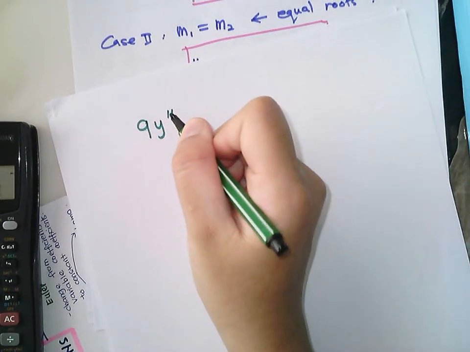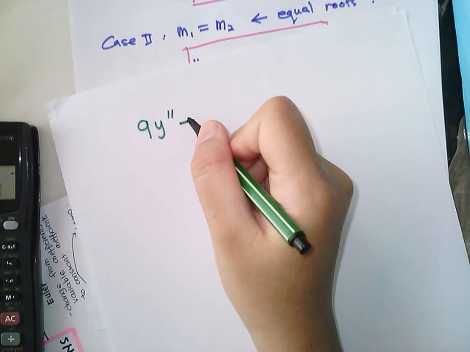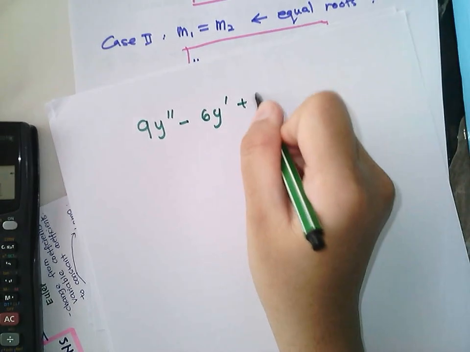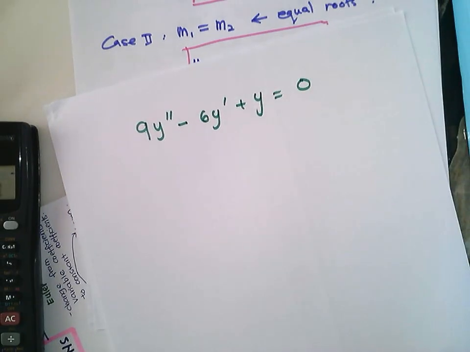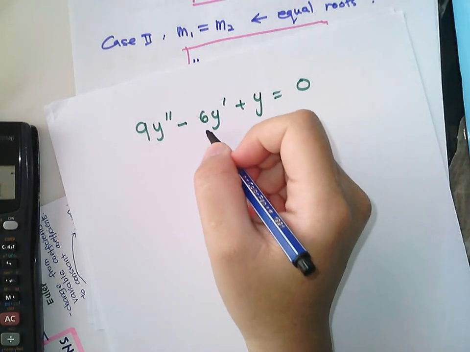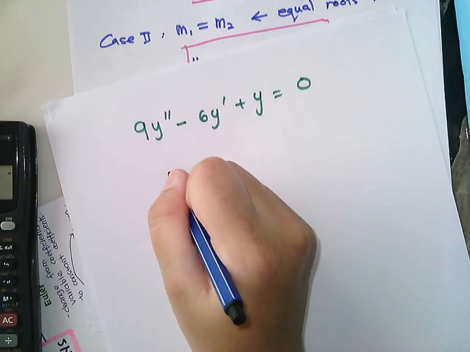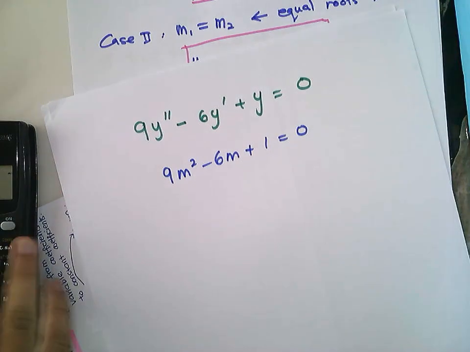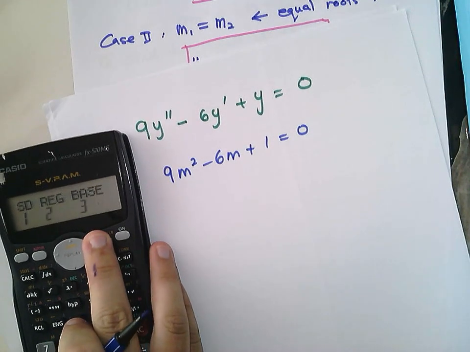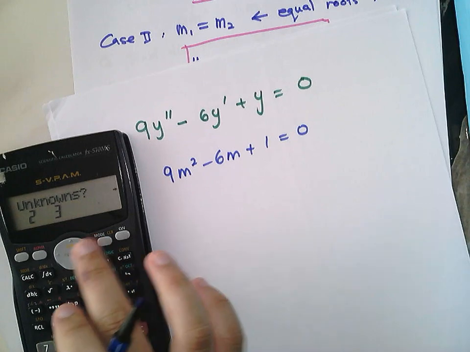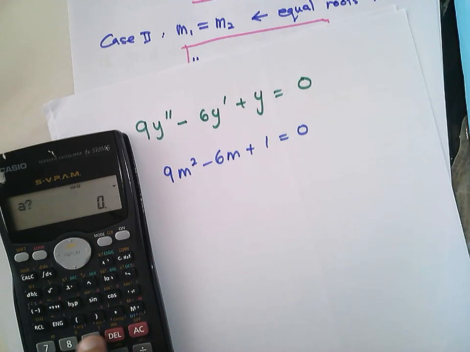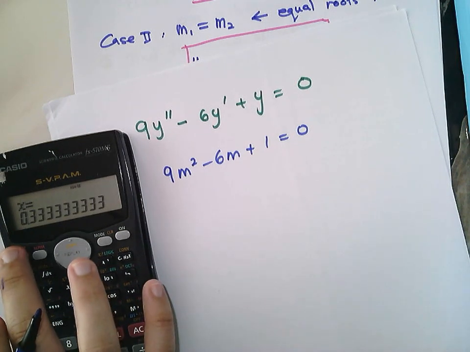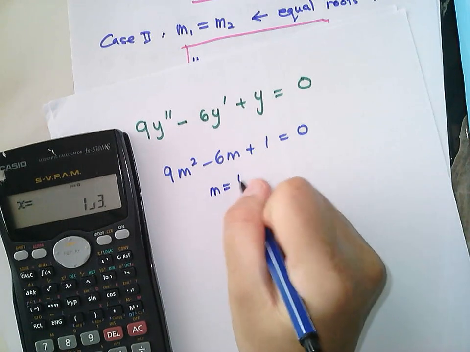9y double prime minus 6y prime plus y is equal to 0. We do it quickly. The first step, you express this into the characteristic equation. So you have 9m squared minus 6m plus 1 is equal to 0. So get the value of m. Key in the equation in the calculator. Your a is equal to 9, your b is equal to negative 6, and your c is equal to 1. So we give you m is equal to 1 over 3.